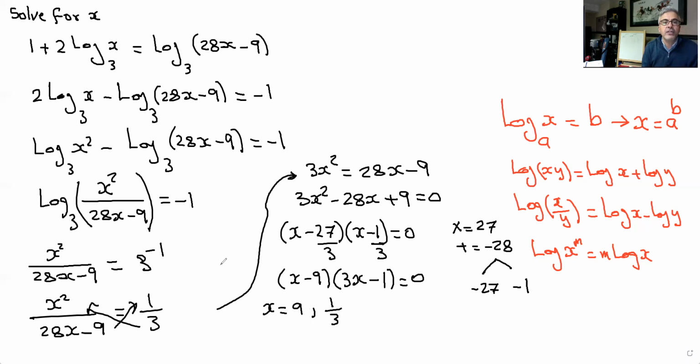Now, when you get the answers, you always have to go back and look. You can log the 9 and the 1/3. You cannot log 0. You cannot log a negative number. The 9 here would work, and the 1/3 will work here as well, because if you go 28 times 1/3, it will give you just 9.33, and then minus 9 will still give you a positive number. So both of these numbers work, and they are both the answer for this question.